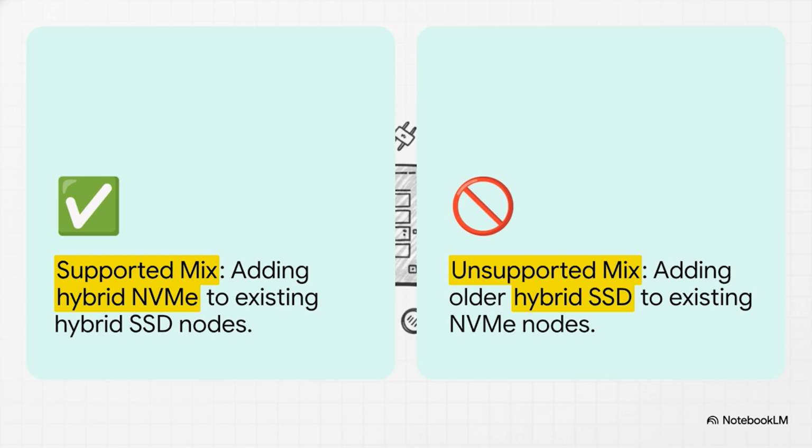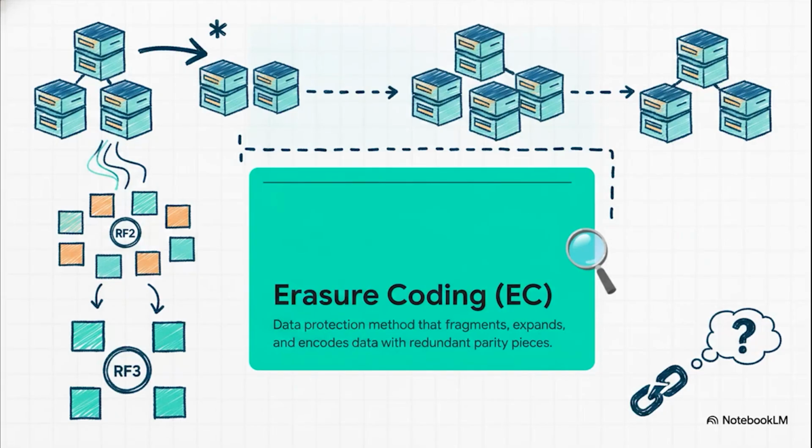Furthermore, when you are mixing node types, the minimum number of each node type added must equal your cluster's replication factor. If you are running RF3, you can't just add 1 new node type, you must add 3. This builds into even stricter requirements when we introduce erasure coding, or EC. EC increases your usable storage capacity, which is great, but it dramatically impacts your expansion rules.